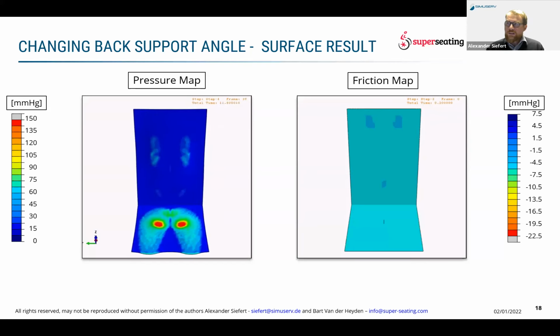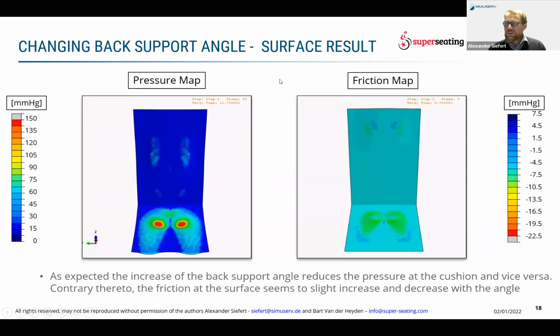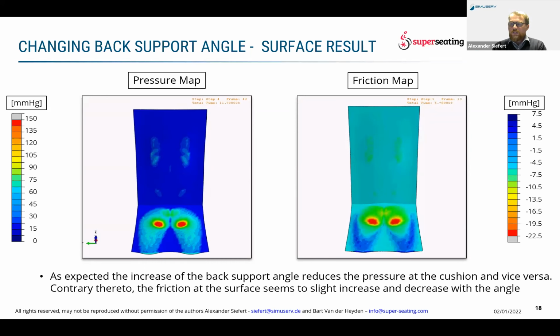The second one, I said already, we cannot really measure, but we can compute and do an analysis on: the friction map. Settling down, I used here also the value of millimeters of mercury. We see below the ITs, a little bit in front of them, we have some shear. Then when he's sliding backwards, we see more shear, especially at the sacrum. And then when he's moving, it's really reducing. So this is somehow expected, what Bart describes.